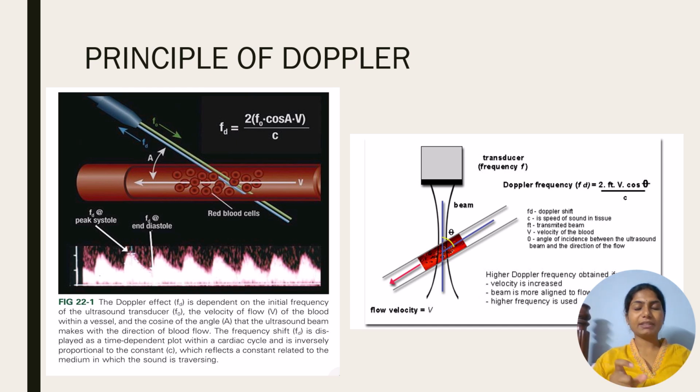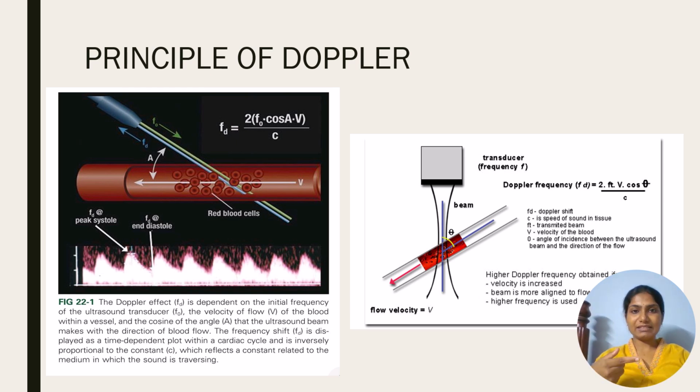The same principle is applied in the Doppler which we use. When the ultrasound beam falls over the vessel, it enters at some frequency. When it gets reflected off the RBCs, the reflected beam comes back. So there is a change in the frequency between the transmitted beam and the reflected beam. This is called the frequency shift, and it depends upon the velocity of the blood flow at which the RBCs are flowing. I hope you understood.